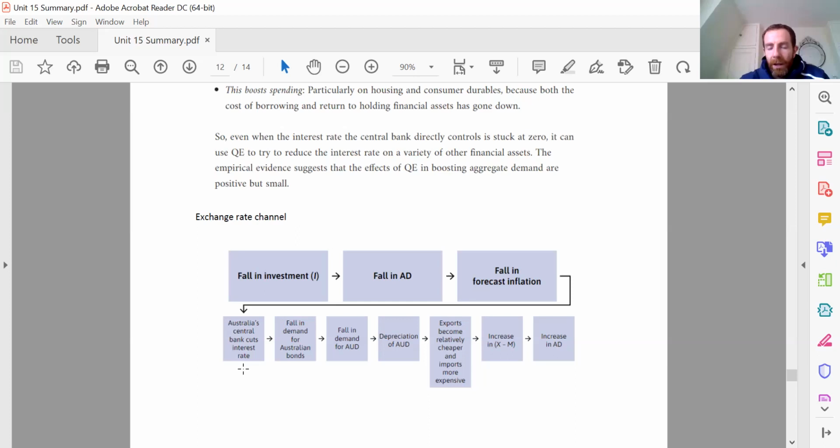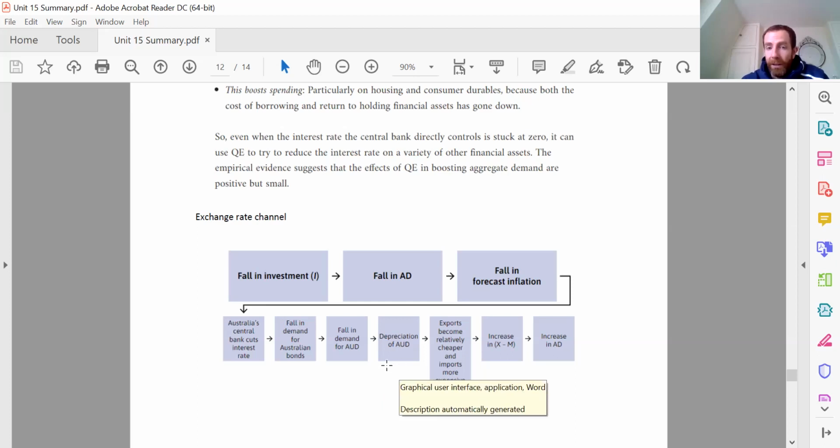So a cut in interest rates by the Australian central bank would mean that the demand for Australian bonds, maybe government bonds, is going to fall, right? Because the interest you can earn on those bonds is now lower. And as a result of a lower level of demand for Australian bonds, the demand for the Australian currency is going to fall as well. And if there's a fall in demand for the Australian currency, that means the exchange rate is going to get weaker.